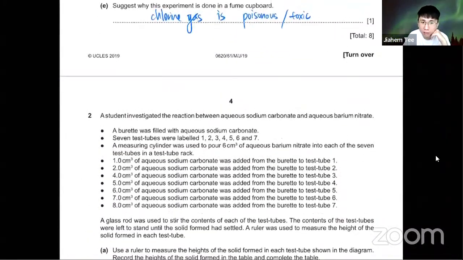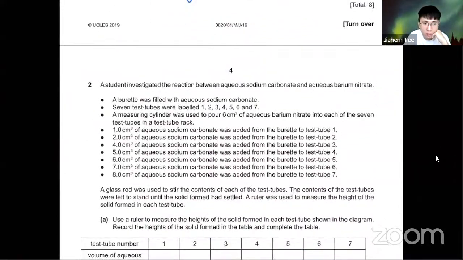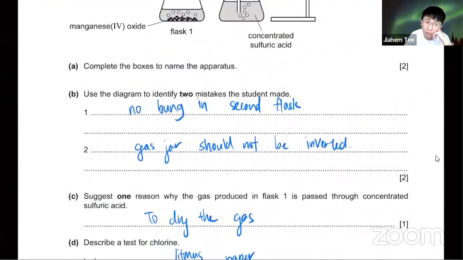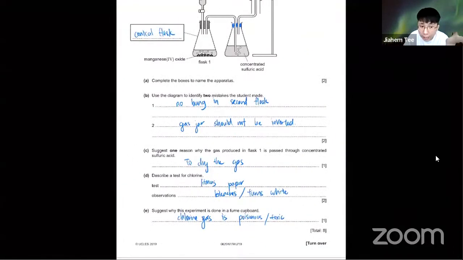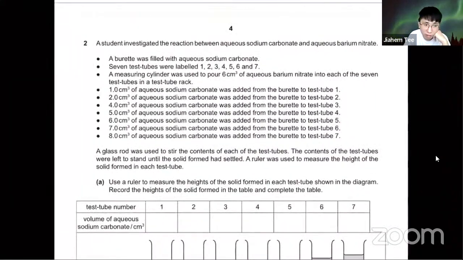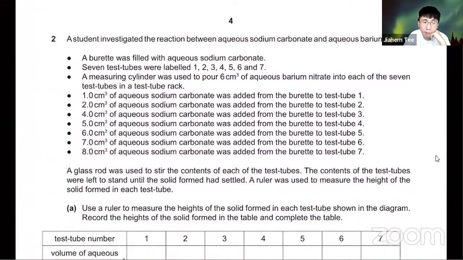Okay, then if you move on to question number two, there are a lot of results given. So guys, you see question one, not very hard, right? Labeling, finding mistakes, some test results, okay? And then moving down from number two here, there's an experiment to investigate the reaction between sodium carbonate and barium nitrate, okay?